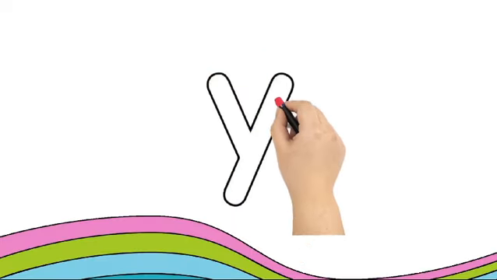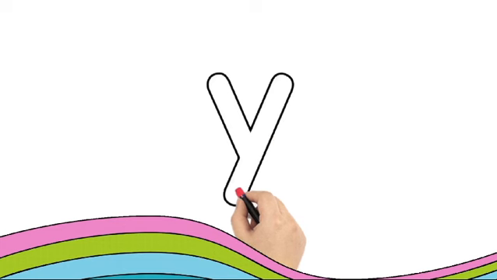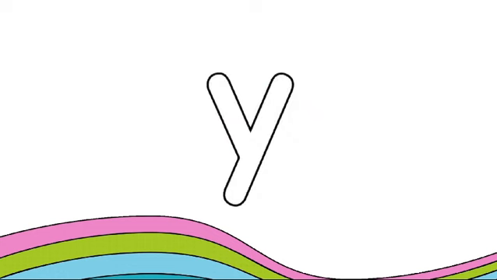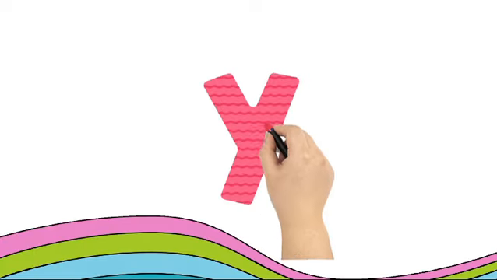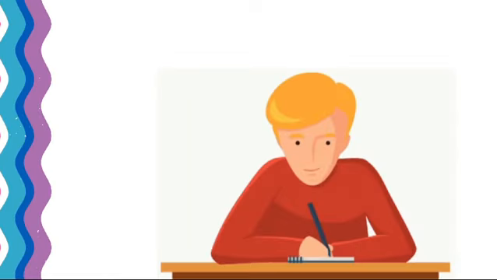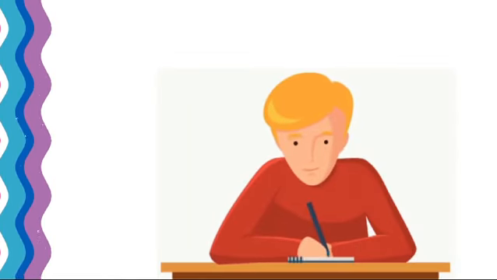We start with a little curve, slant down, and give it a tail. Yay! You did it! Let's try it again. You can also try it this way. Slant to the left and just add a small stick on the left side. Easy peasy. Now it's your turn.